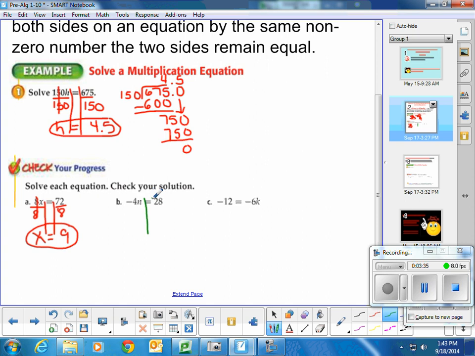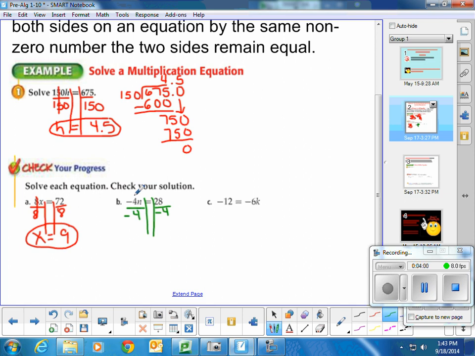Draw your train tracks. Negative 4n means negative 4 times n, so we're going to undo the multiplication by dividing both sides by negative 4. It has to be by negative 4 and not positive 4, because your goal is to end up with a positive n on this side, and a negative divided by a negative is positive.